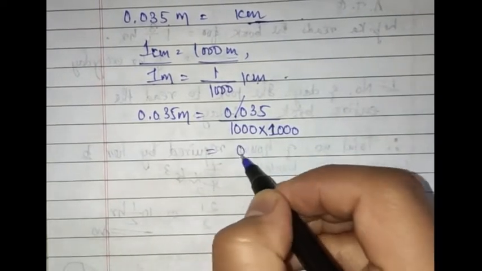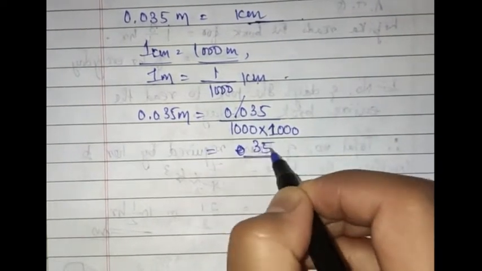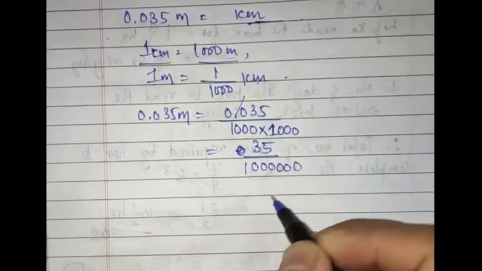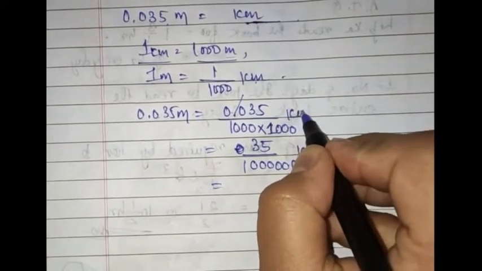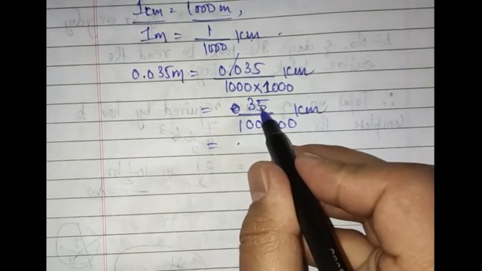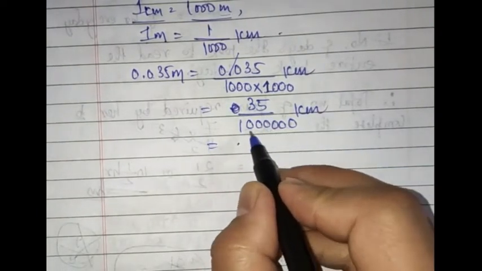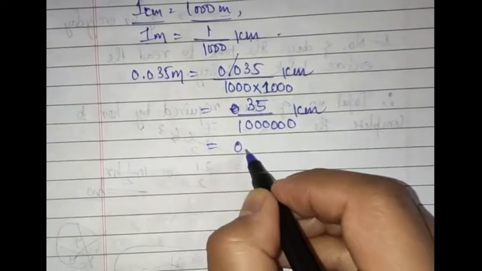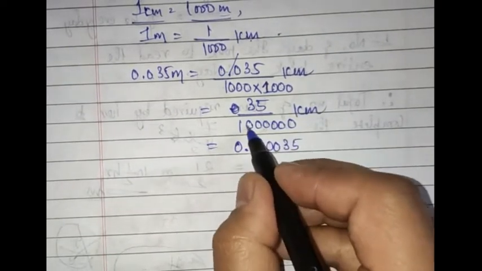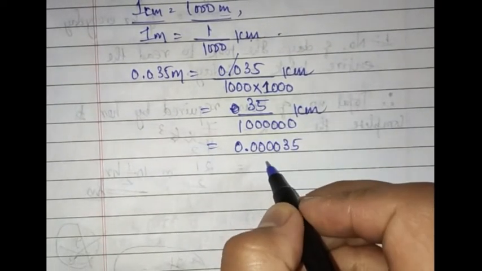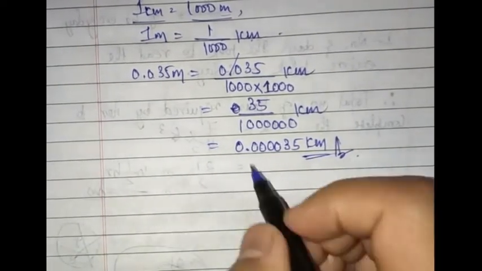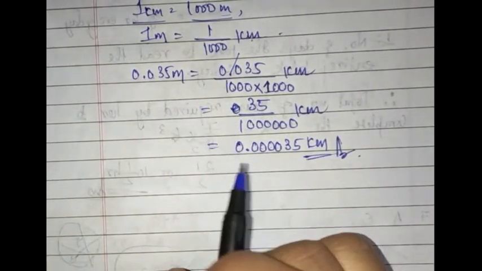So 35 by 1, 2, 3, 4, 5, 6 zeros. So this is in the kilometer form. We have already expressed it. If you convert this into decimal form, when you divide 35 by this number, we are going to get 0.00035. So this has been expressed in the kilometer form. I hope you are clear, right?